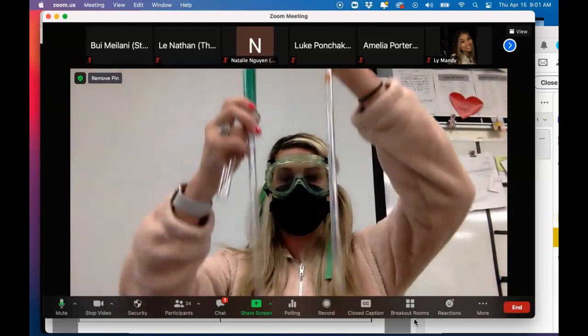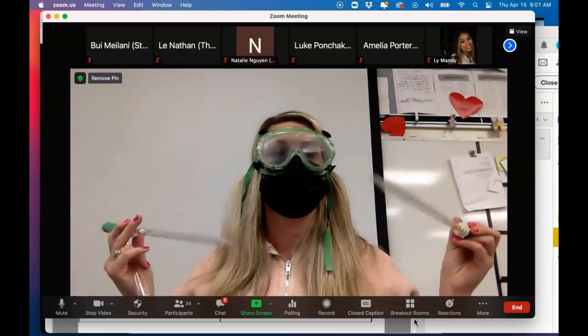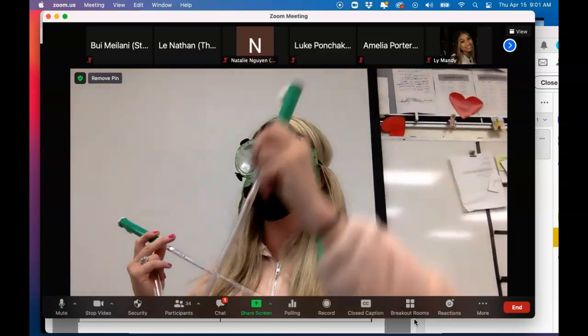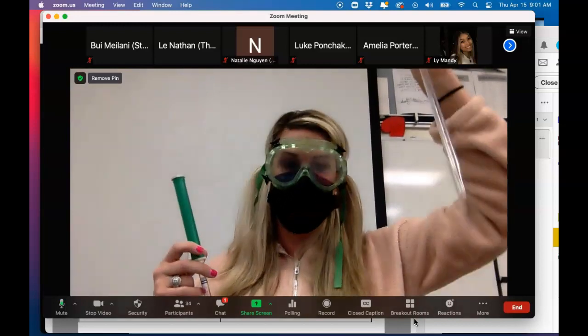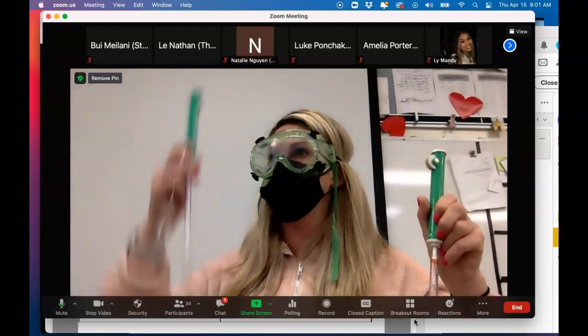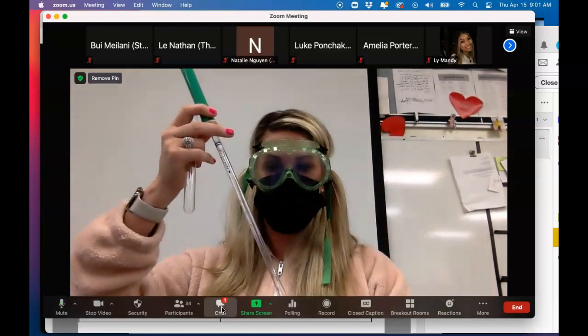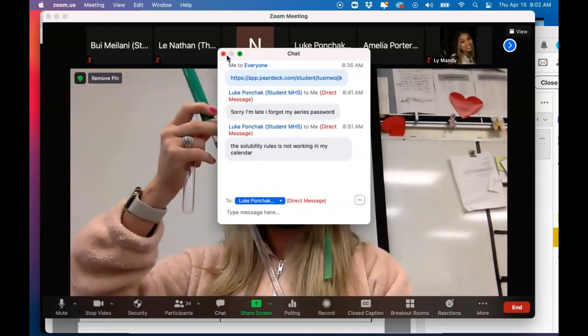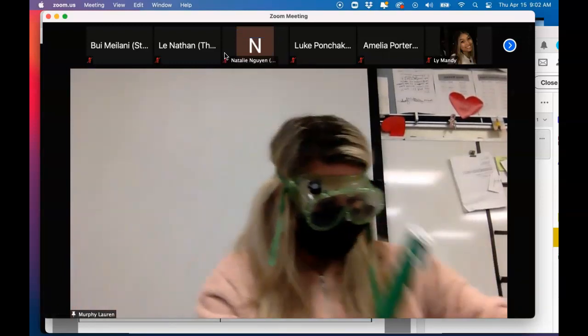And then I have these 2 different pipettes. Why do you suppose I'm using 2 different pipettes? You don't want to put one in one and then put one in another, right? That would cause contamination because they're 2 different substances. So one is for the lead 2 nitrate and one is for the sodium iodide. Which one do you want me to throw in the test tube first? Okay, sodium iodide, sure.